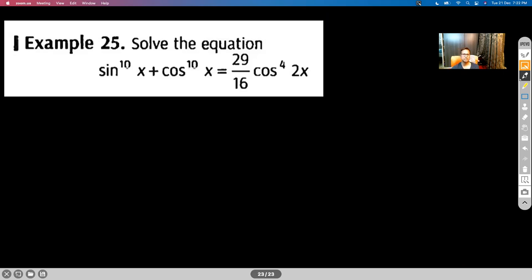For example, in this question, I see a sine term raised to a very heavy power 10. I see a cos term also raised to a very heavy power, and I see a cos 2x raised to a power of 4. Is there any way by which we can write them in terms of a single expression, and of course, not involving a very high polynomial power? Can I do something like that? Any process that comes to your mind? Anybody, any process that is coming to your mind?